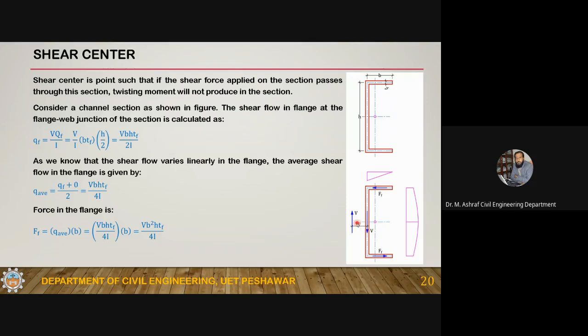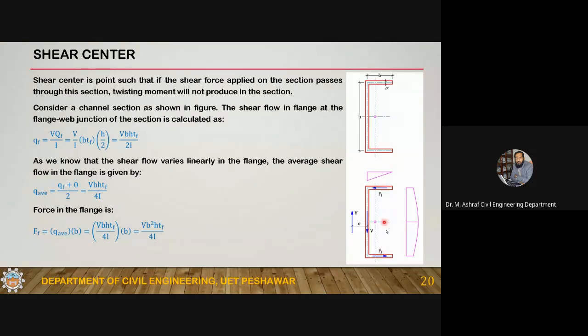Now let's talk about this one, this FF. If you reverse the applied shear, which is applied here, then these arrows will get reversed. It will be like this, then this direction. So it is making no difference, just the direction will get reversed.